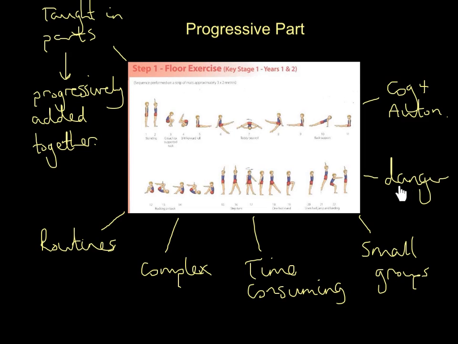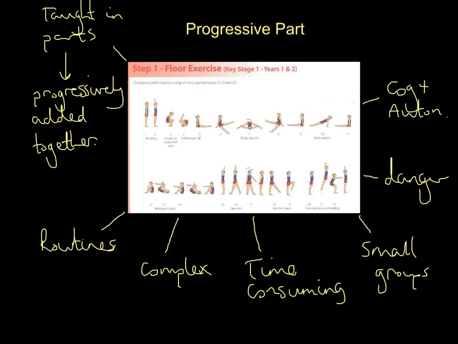Something I forgot on the last slide. What's another good reason to do whole part whole? Same with progressive part. Great for controlling danger. If you're coaching bits at a time and pieces at a time, you're controlling the danger very, very well. You're making sure they're nice and safe and secure before you move them on to the next stage. So apologies for that, something I forgot off the last slide.